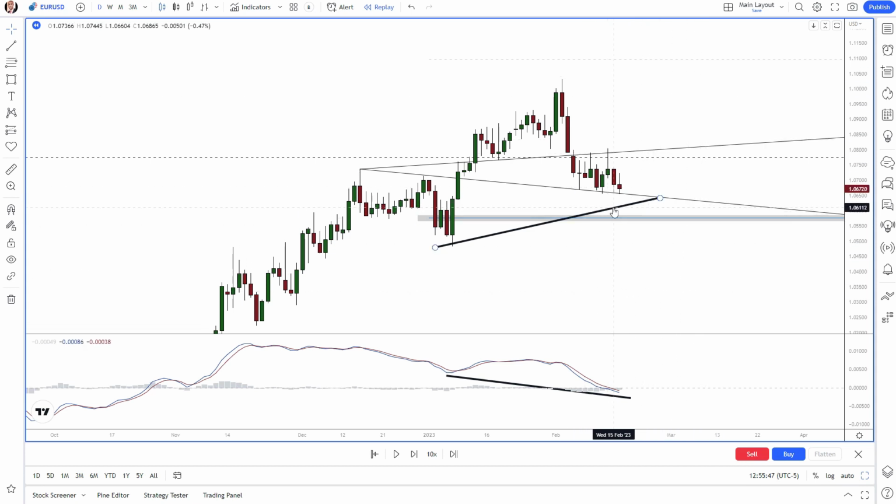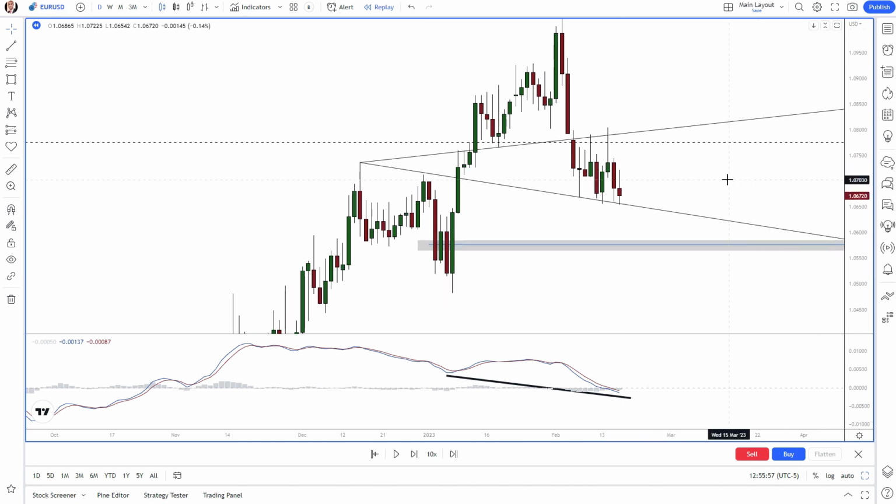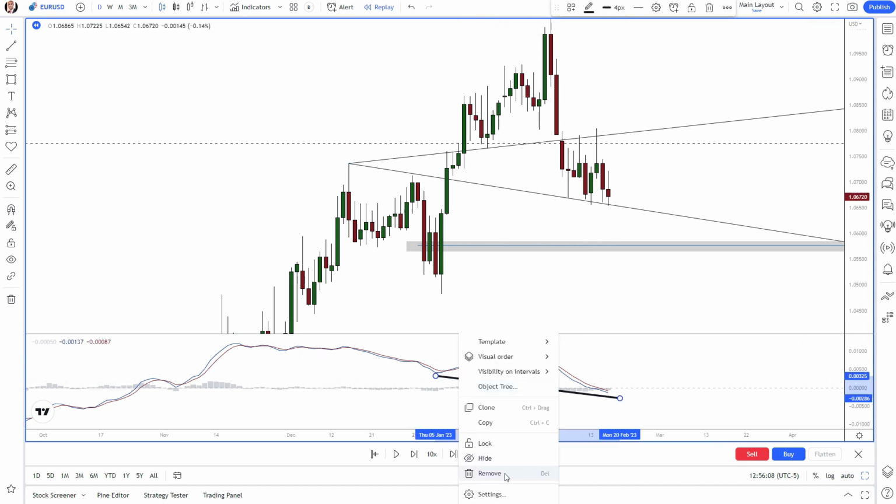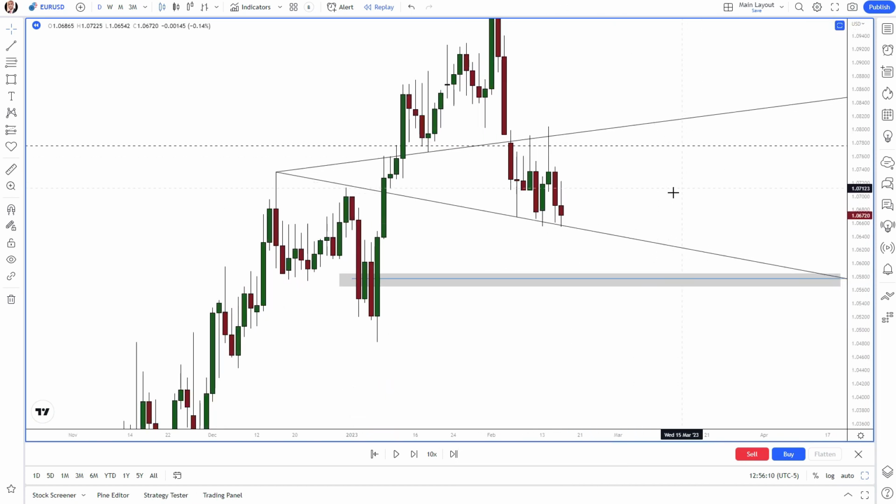But again, I want to see this pivot zone, this previous support zone, get hit before I start thinking about taking any long positions. So I'm looking to hold out on this short and maybe move my stop to break even, depending on how the market opens up next week. So for now, I'm not going to look at this divergence on the MACD.